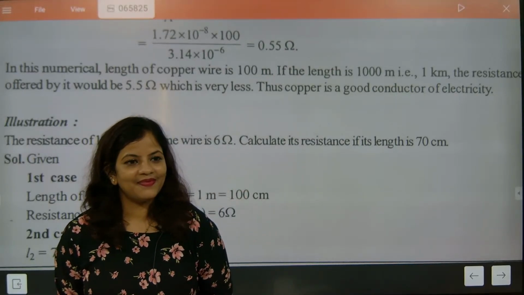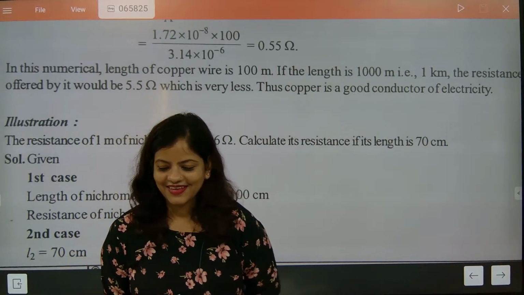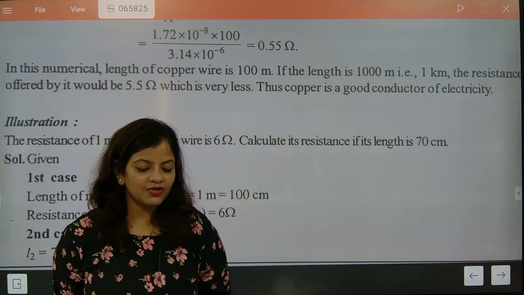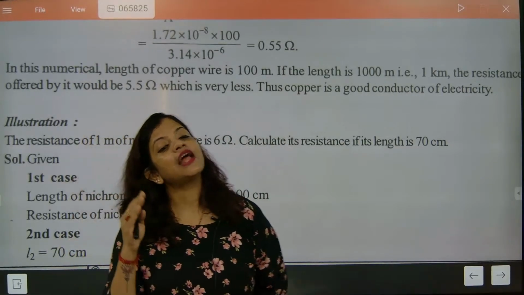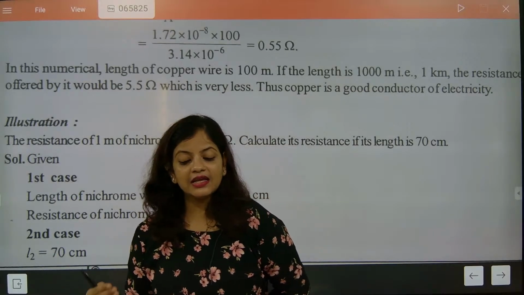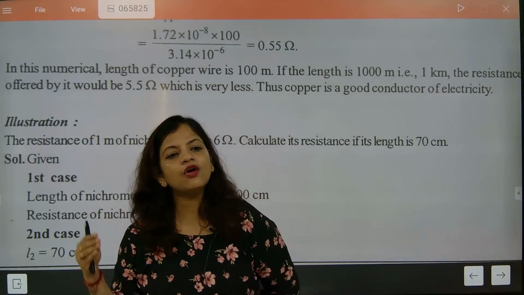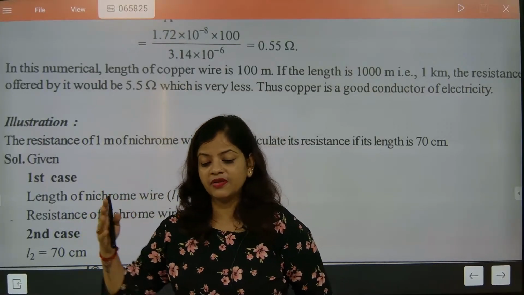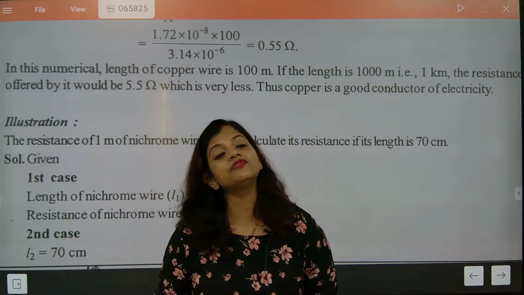It is very expensive. Nichrome is expensive, but we are not talking about expensiveness here. The most important point is that nichrome has a high oxidation state, which means it will not burn even at a very high temperature. Understood? And it has high resistivity.